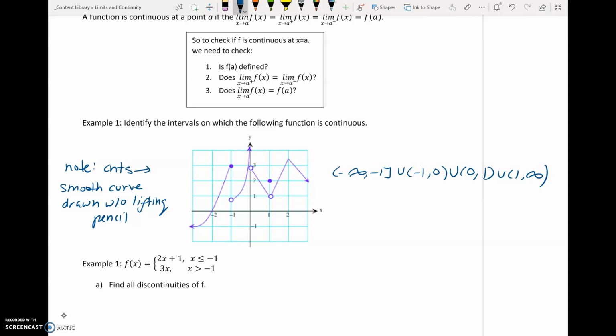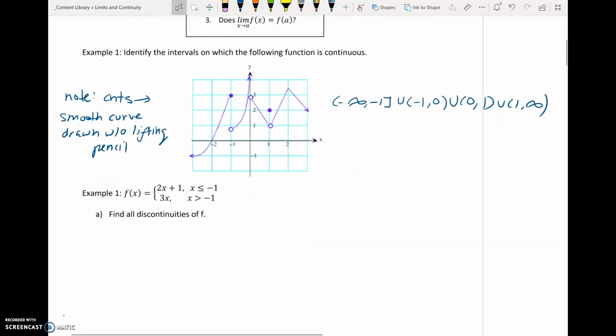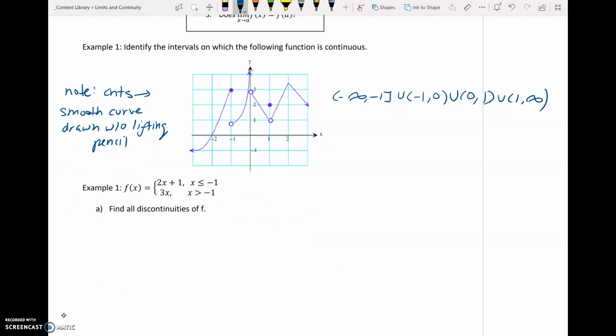We are going to describe this function in terms of x. It's kind of like your domain in a sense too.